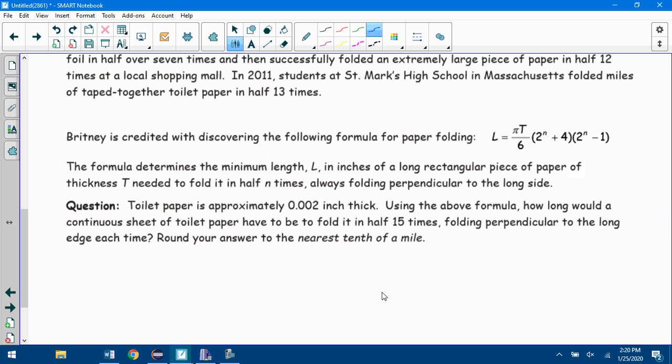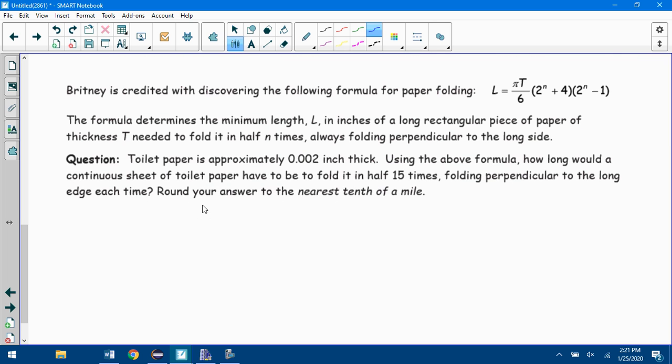Anyways, Brittany came up with this formula for paper folding, and it looks pretty crazy. We got pi's in it, we got some exponents, but it says this formula determines the minimum length, L, in inches of a long rectangular piece of paper of thickness T needed to fold it in half n times. So if I want to fold something 15 times and I know how thick my paper is, I could use this formula to figure out how long of a piece of paper I would need to get.